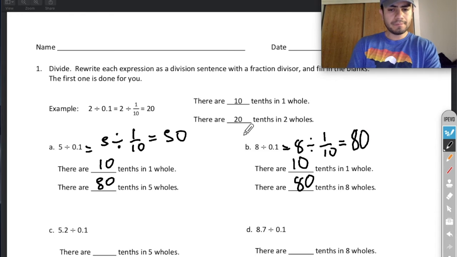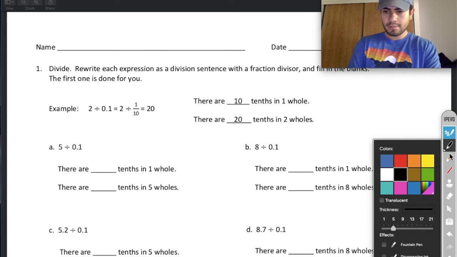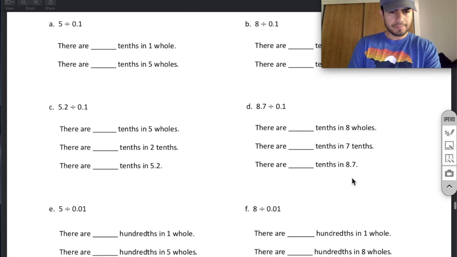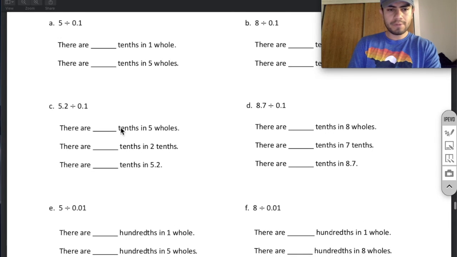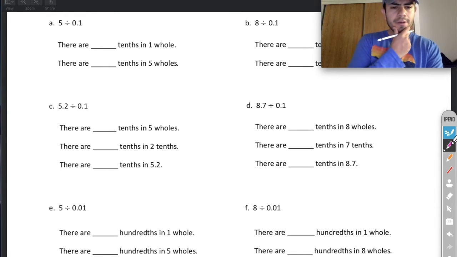Okay. Let's continue here. Let's see what else. Okay, and as we move down here, you see that it's going to get a little bit harder. So let's do this one here. Let's do it purple. Here we have 5 2/10 divided by 1/10.